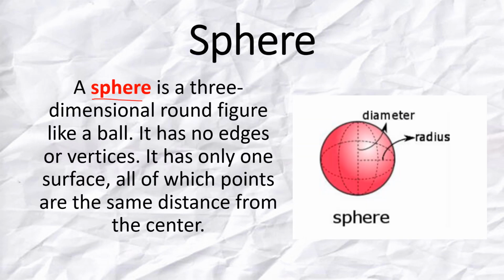A sphere is a three-dimensional round figure like a ball, and it has no edges or vertices. It has only one surface, all of whose points are the same distance from the center. This fixed distance is the radius of the sphere. The distance from one point of the sphere to another, passing through the center, is the diameter of our sphere.